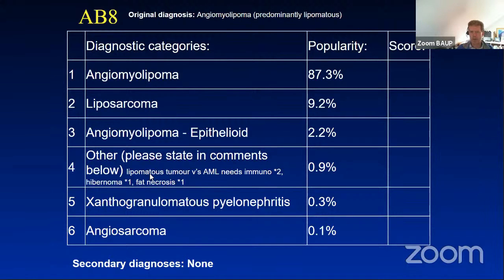Other people felt there was a lipomatous tumor versus an AML that would need immuno, hibernoma, and fat necrosis. Well, it wasn't really fat necrotic, and hibernoma is not right. Hopefully we've split these apart so you can vote on all of those. Xanthogranulomatous pyelonephritis and an angiosarcoma were definitely the outliers.